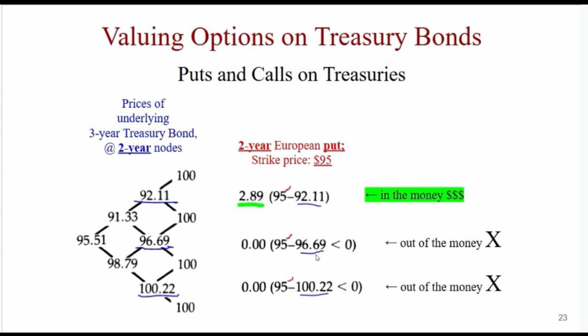If the bond is trading at 96.69 at expiration, the put value is negative and worth $0. The put is out of the money. And if the bond is trading at 100.22 at expiration, the put is again negative, worth $0, and out of the money.